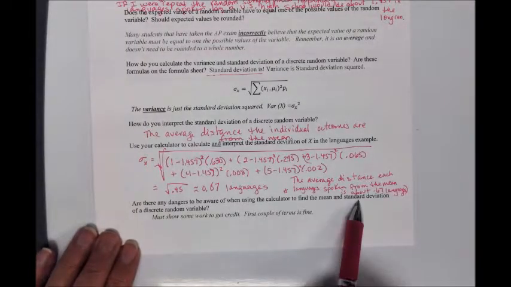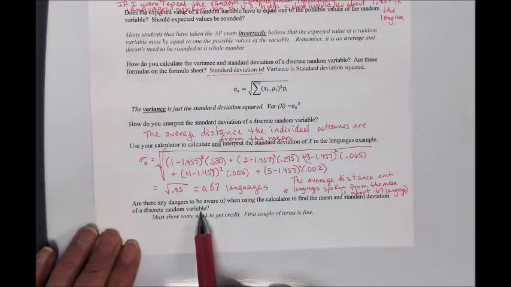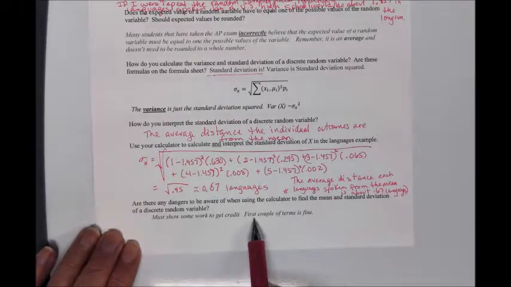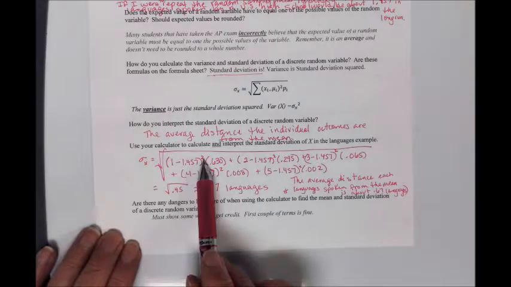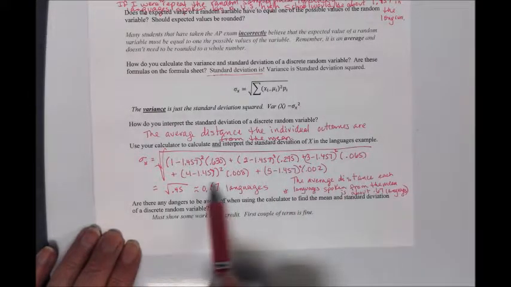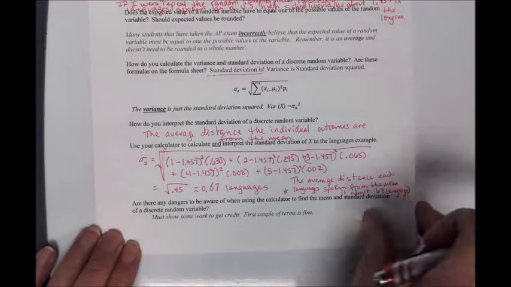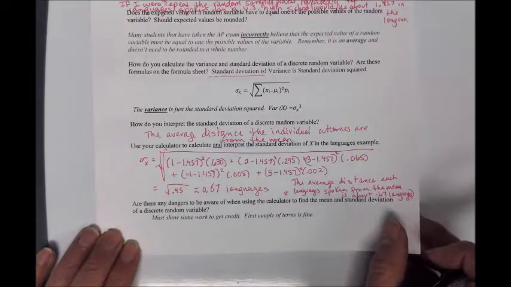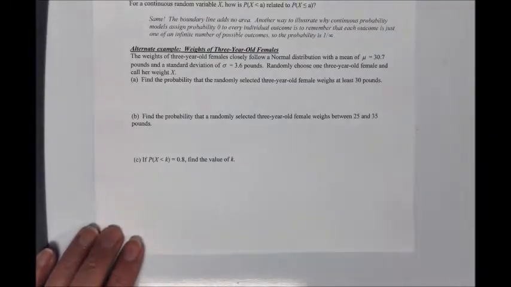So are there any dangers to be aware of when using the calculator to find the mean and standard deviation? Because the calculator can do it for us. You just have to show some work to get credit. Like I said, the first couple of terms is fine. If I had shown this and then said plus dot, dot, dot, that would have been enough for the grader to know you knew what you were doing, even if you did it on the calculator quickly. And I'll show that later.